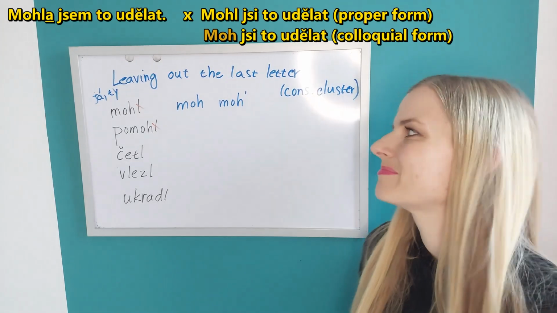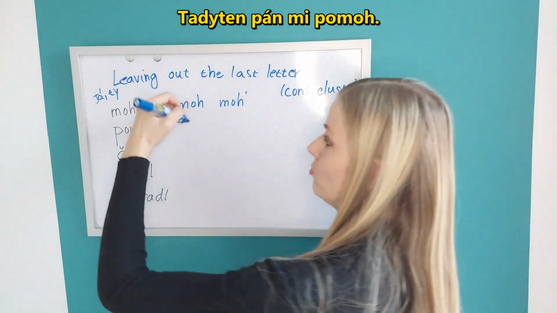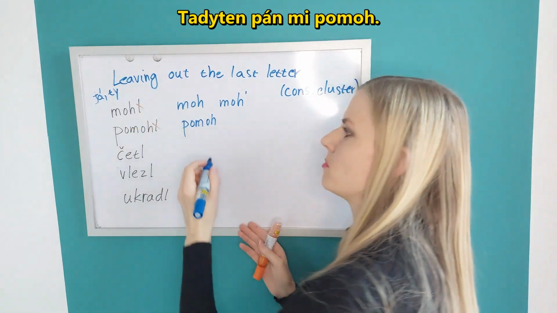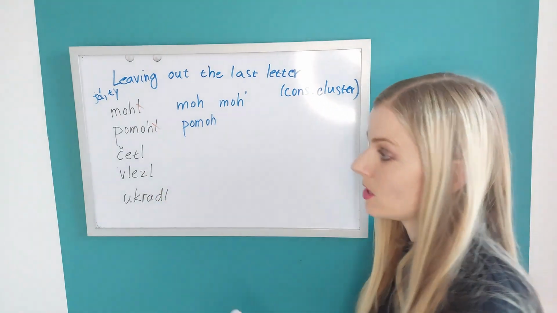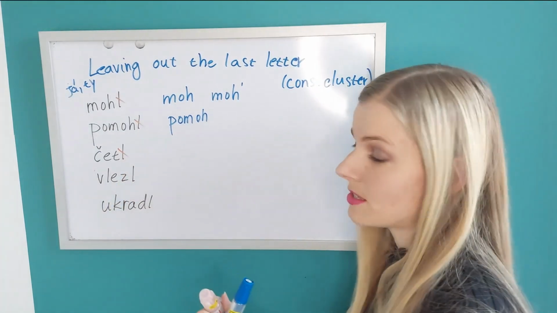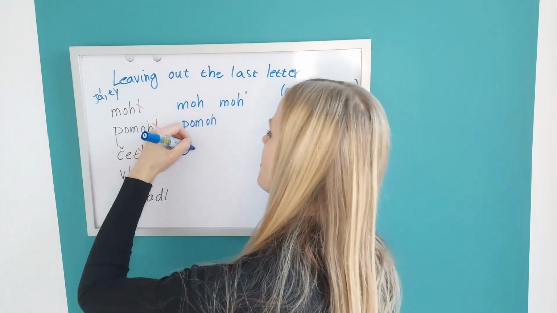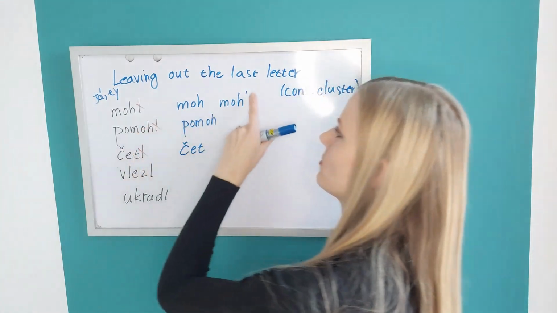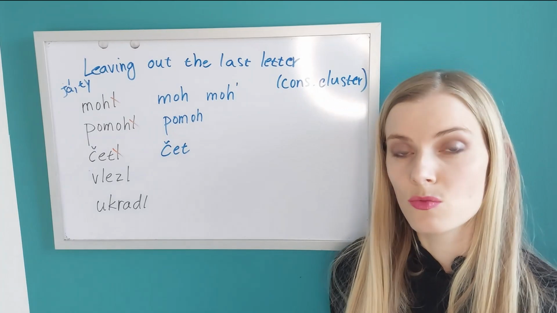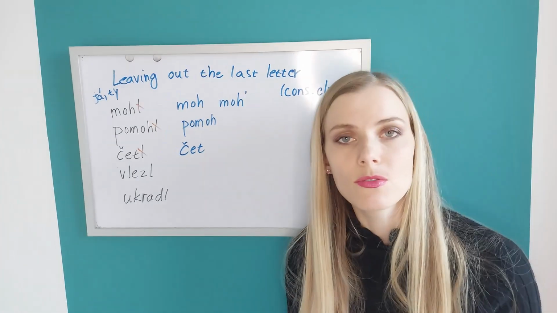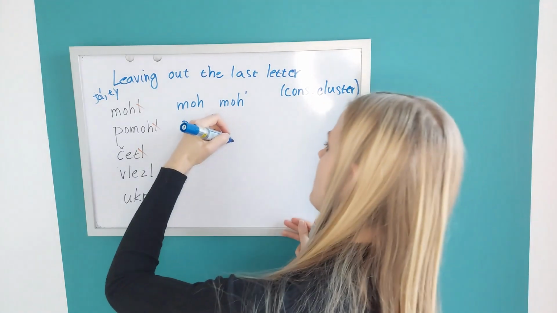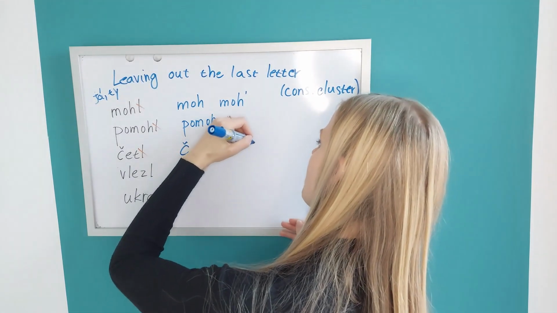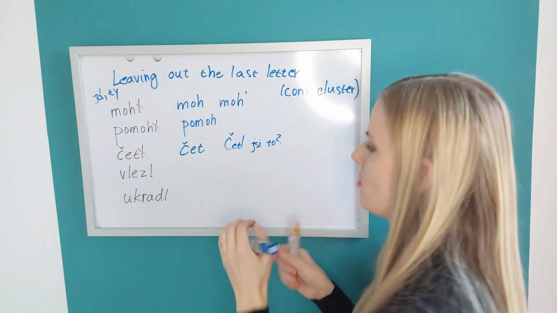Mohl si to udělat. Pomohl, pomoh. Tady ten pán mi pomohl. This man over here helped me. Četl, the same thing. We can leave out the last letter. Čet. We have čet, and again we can write it with this apostrophe. Imagine you want to ask a friend, did you read this? You could ask in a proper way. You could ask, četl si to? Did you read this? That's the proper form.